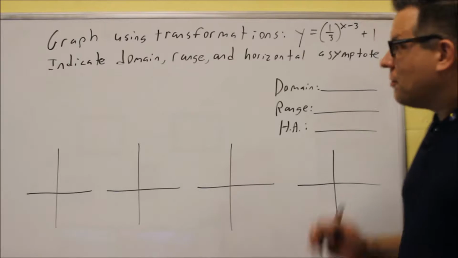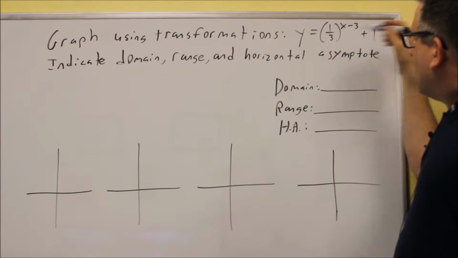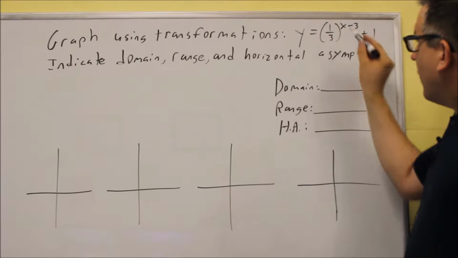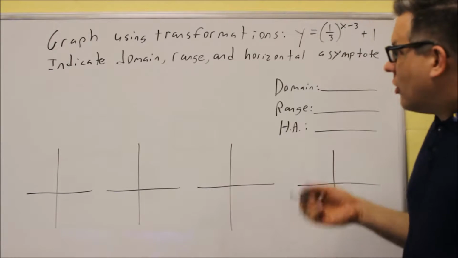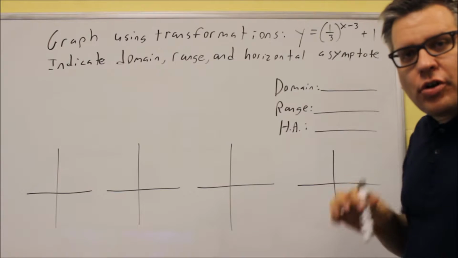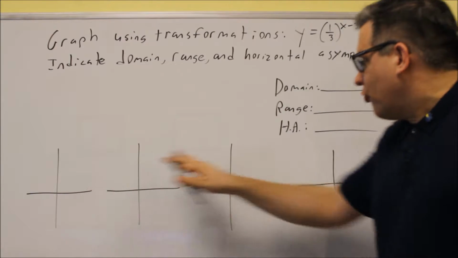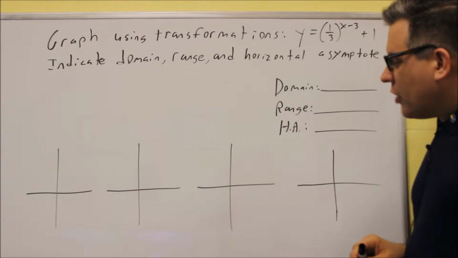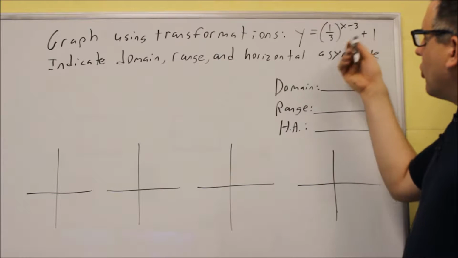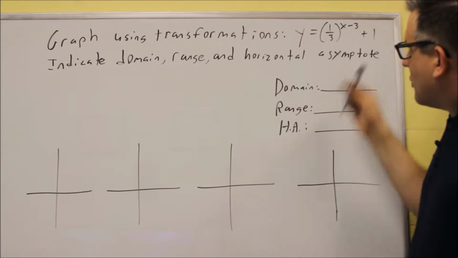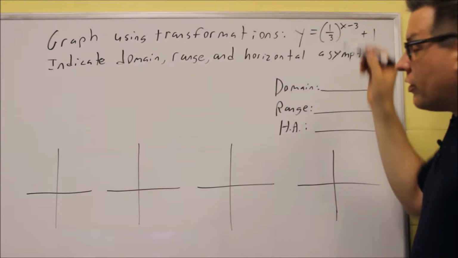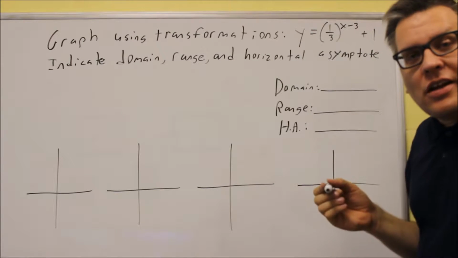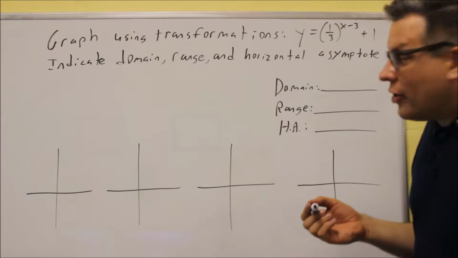Okay, this next one has some more things going on with it. We have a fraction inside instead of a regular number. So how we're going to deal with that is we're going to put it into a different form before we start doing transformations. So first we're going to work with the equation itself, because in this form it may not be a familiar form to us. So the 1/3, we're going to write that as 3 to the negative 1 power instead.